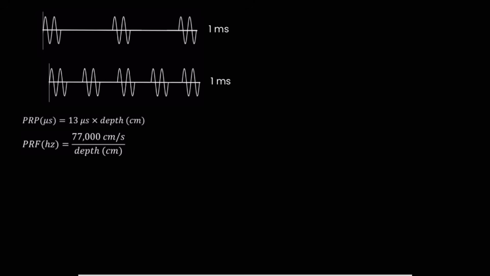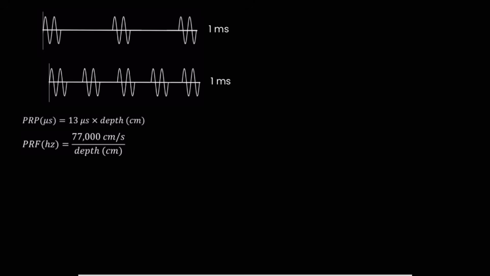In the bottom part of our paragraph, I actually was able to take it a little bit further with you, so if you want to follow along for the math, stick around for this part. We had those other 2 formulas. We had PRP in microseconds being equal to 13 microseconds multiplied by the depth in centimeters. And then we also know that PRF in hertz is going to be equal to 77,000 centimeters per second divided by the depth in centimeters. And the depth that we are talking about is the maximum imaging depth. So I'll show you an example in each of them how I was able to calculate that.